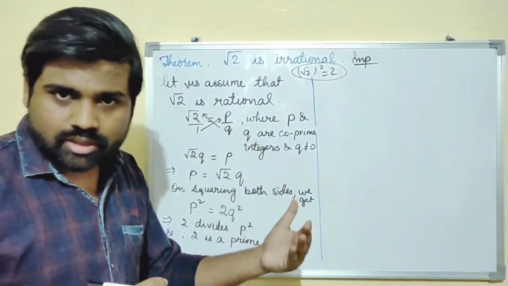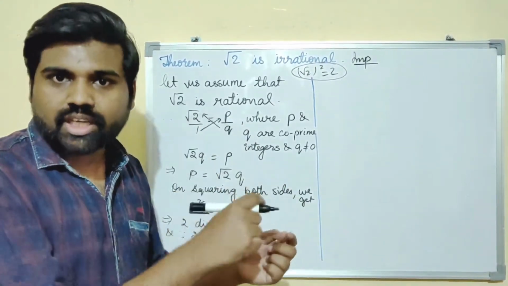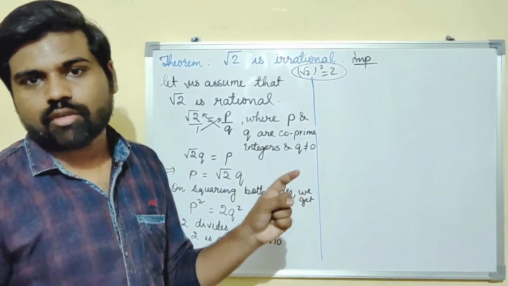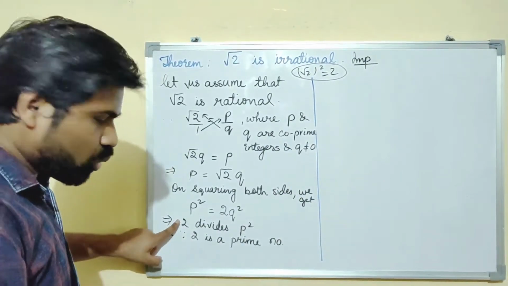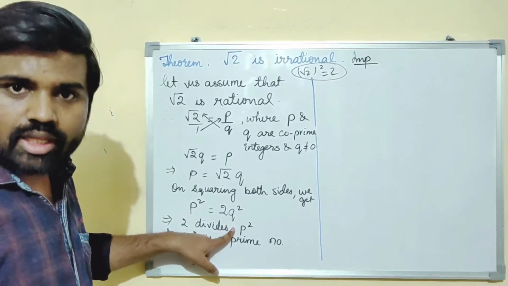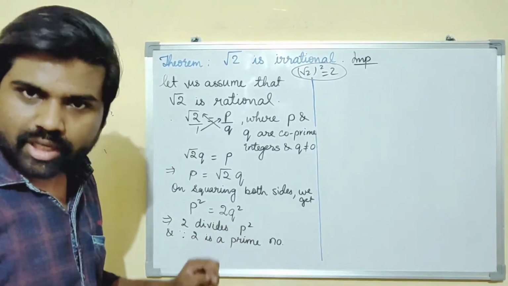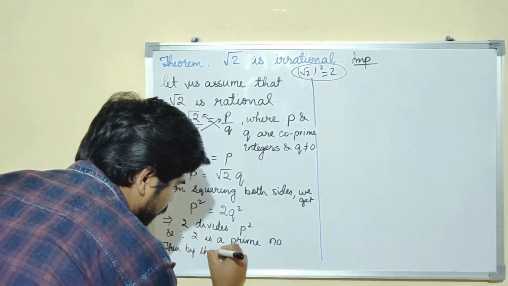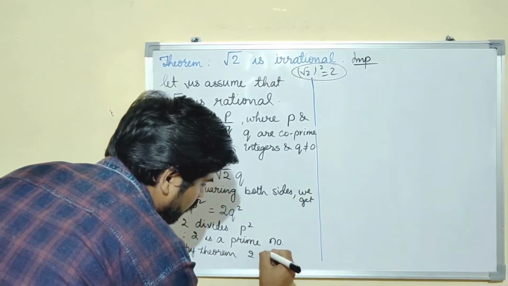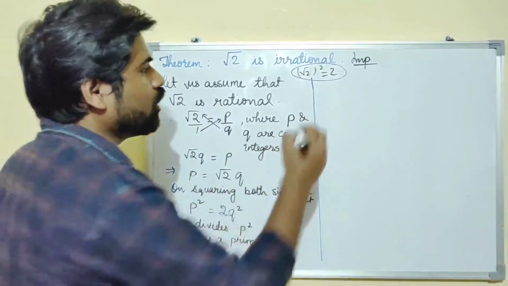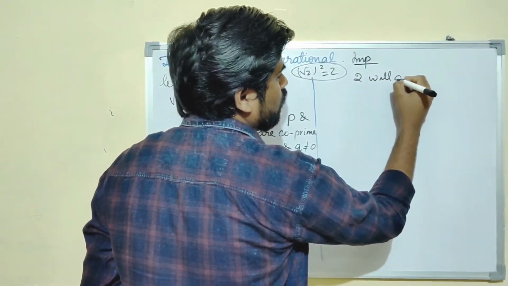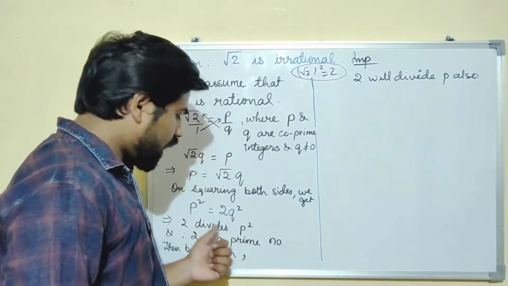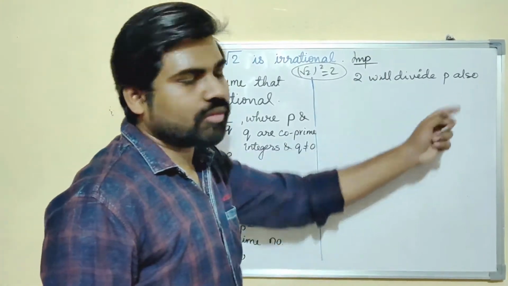The theorem was that if p divides a square, then p divides a, where p was a prime number and a was a positive integer. Here you can see that 2 is a prime number and it divides p square, then according to the theorem 2 will divide p also. Since 2 is dividing p square, that means 2 will also divide p.